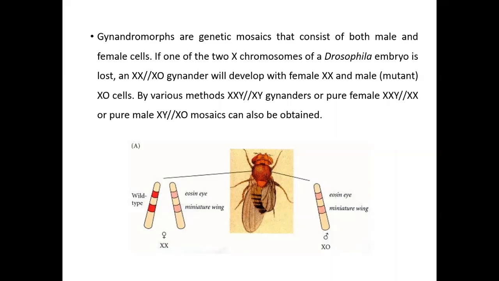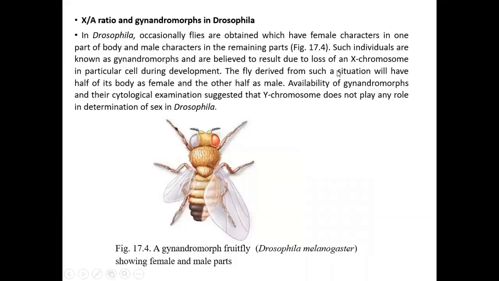So these are forming types of gynandromorph. You can see the mutants. If one of the two X chromosomes of the Drosophila embryo is lost, XX becomes XO. So one side will be XX, and another side will be XO. O means the absence of a chromosome. This is saying the X to A ratio, as we explained in the last lecture in Drosophila. So these individuals are known as gynandromorphs, that is, half will be male, half will be female.